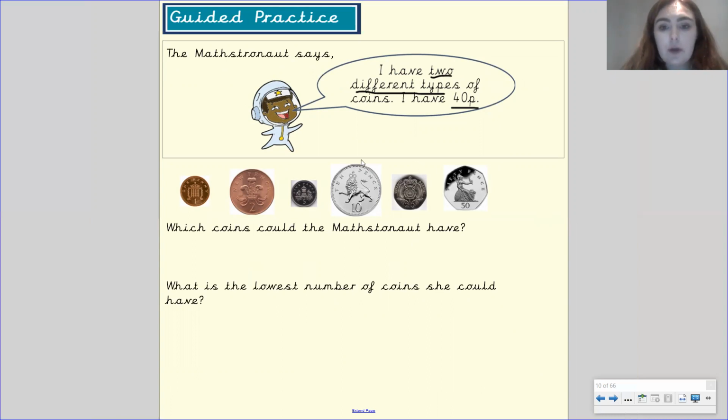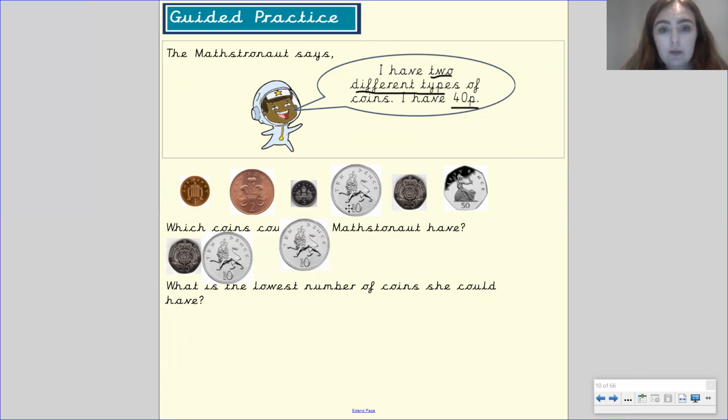Okay, so one way we can make it is by having 20 and 10 and 10. So that gives us 40 pence here. And I've got 2 different types of coins. I've got a 20 pence coin and 2 10 pence coins. That's 2 different types of coins. So that's one way I could have made 40 pence.